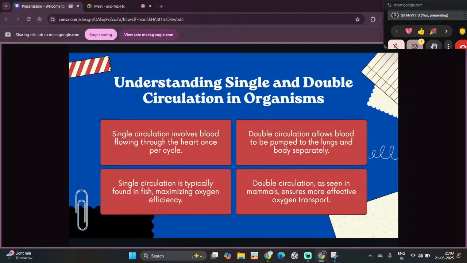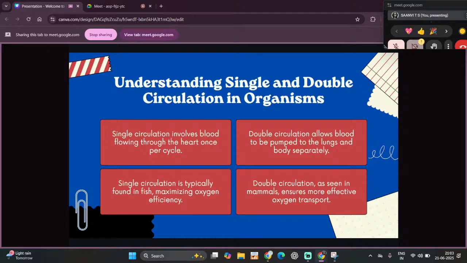So, the final concept that I'll be covering is the circulation system in organisms. By the way, if you all still don't understand the solution to the previous question, you can type it out in the chat box and we'll help you there. So let's talk about the single and double circulation in organisms.